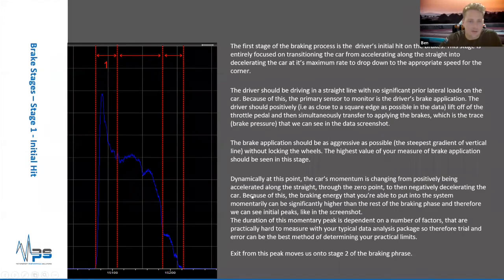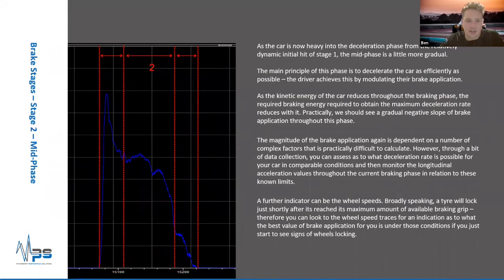Once we get through this initial peak and the pressure starts to back out, we then move into the second phase, which I call the mid phase of the braking. So now the car's a lot more stable. It's already had the massive acceleration change applied to it, and now all we're doing is just trying to scrub off speed as we approach the corner. So the car's a little bit more settled, and it feels a little bit more controlled for the driver.